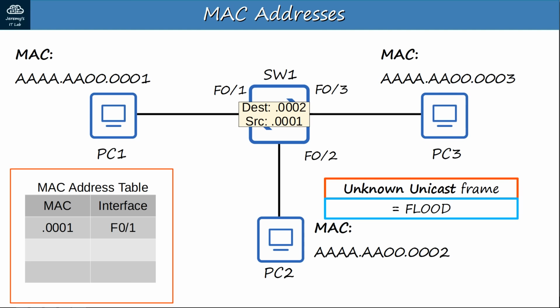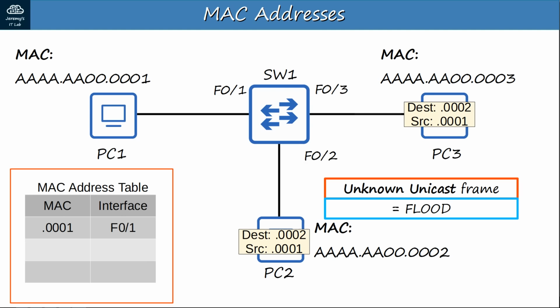So that would look like this. Switch 1 copies the frame and sends it out its F0/2 and F0/3 interfaces. It doesn't send it out of its F0/1 interface, because that's the interface it received the frame on. So what happens next? Well, PC3 ignores the packet, because the destination MAC address doesn't match its own MAC address. It simply drops the packet. PC2, however, receives the packet and then processes it, normally, up the OSI stack. However, unless PC2 sends a reply of some sort, it stops there.